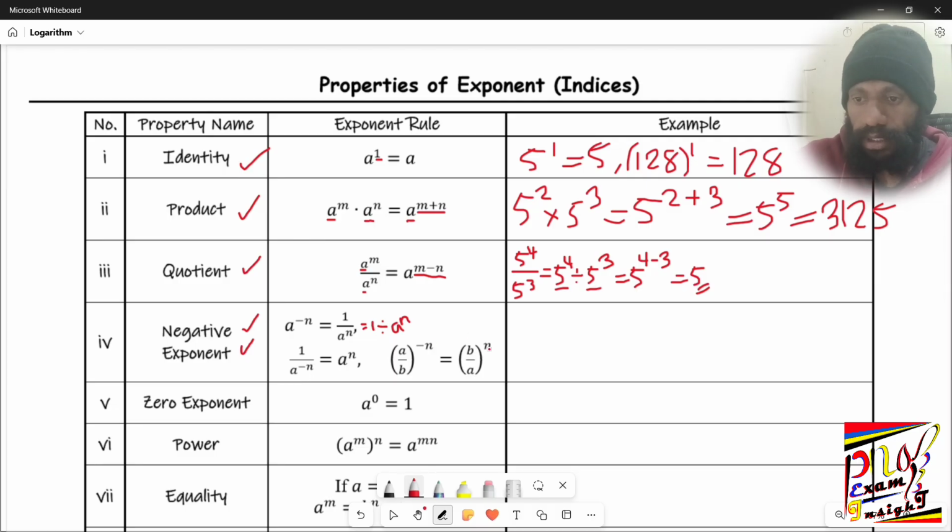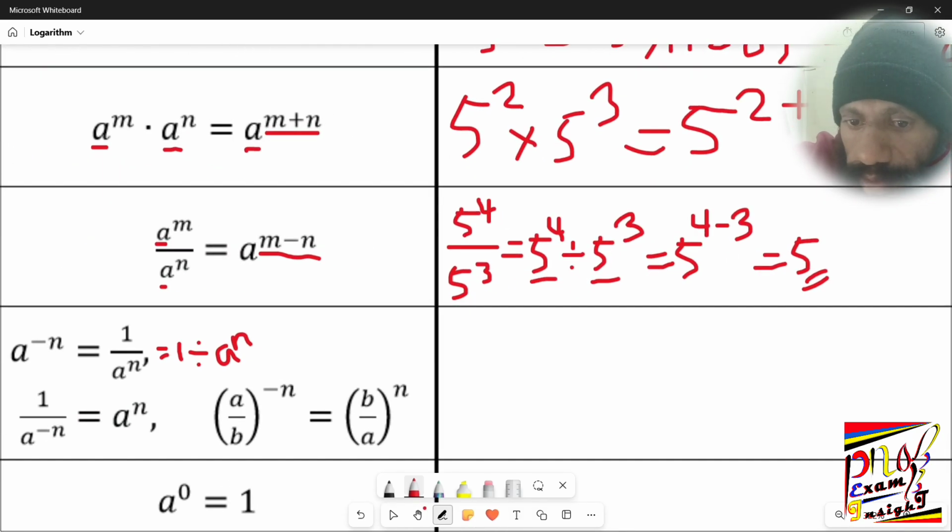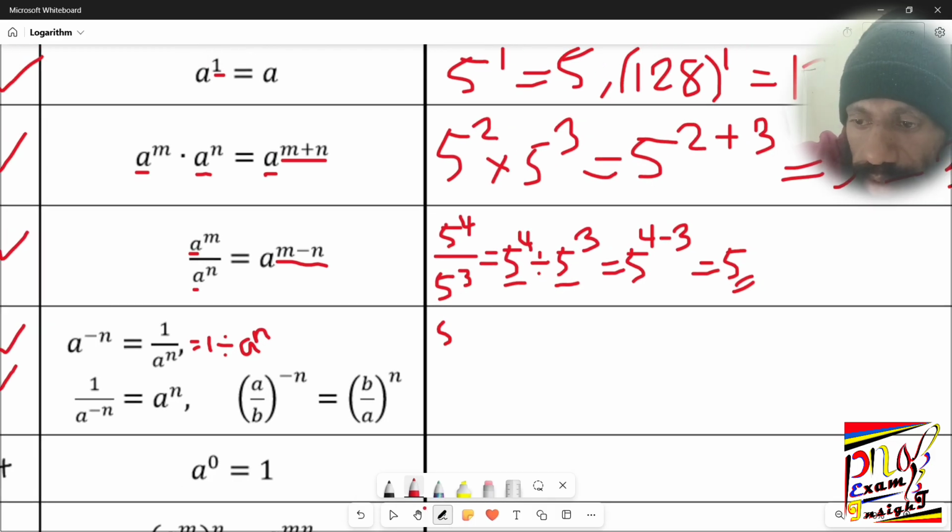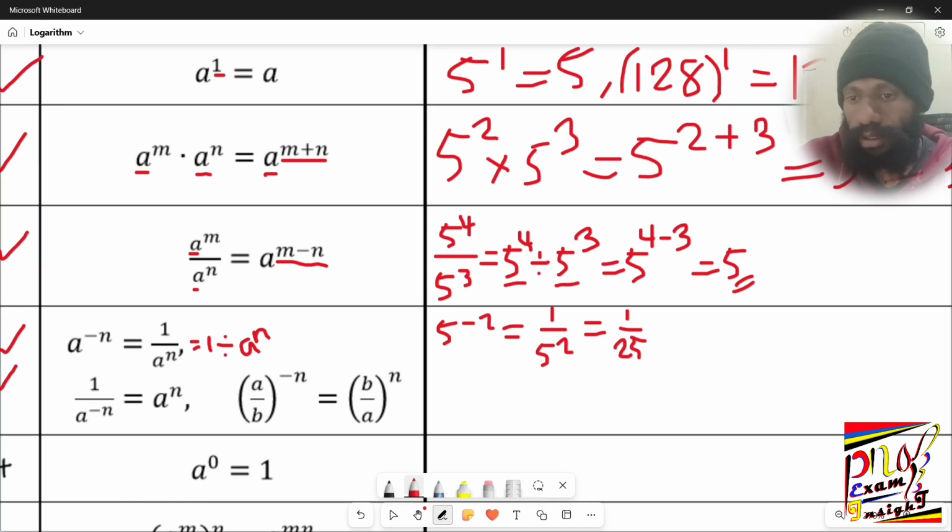So let's look at an example. For that method, let's say we have 5 raised to the power negative 2. It equals 1 over 5 to the power 2. You see? When I solve 1 over 5 squared, we know that it will be 1 over 25. Excellent.